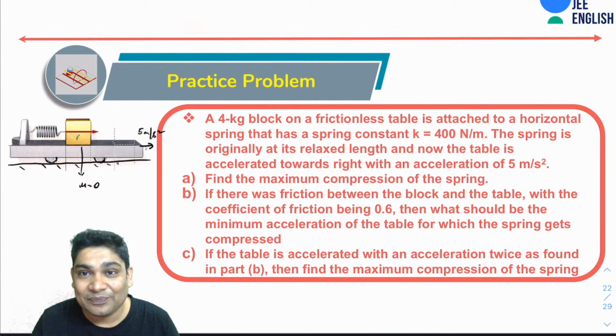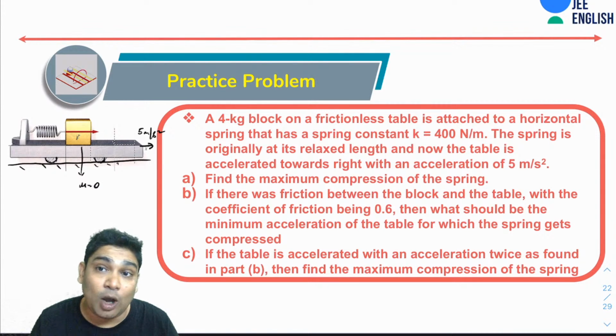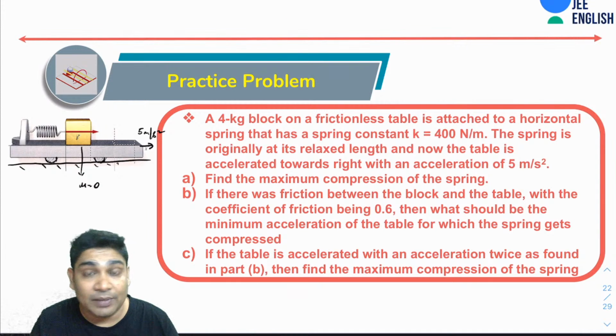Try to solve this. What would be the maximum compression of the spring? And part B says if there is friction between the block and the table, with the coefficient of friction being 0.6, then what should be the minimum acceleration of the table for which the spring gets compressed? And in part C, you have been told that if the table is now accelerated with an acceleration twice as found in part B, then what will be the maximum compression of the spring?